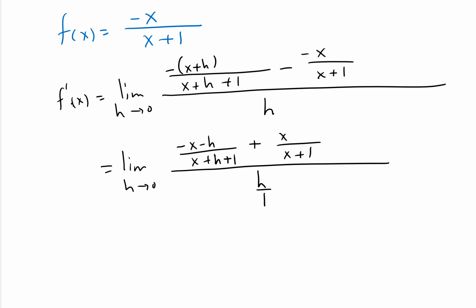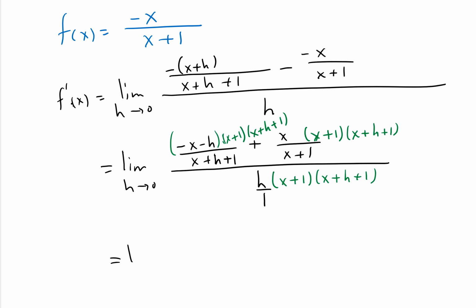The best thing to do here is to find the least common denominator of all of them, which is x plus 1 times x plus h plus 1. So we multiply this by x plus 1 times x plus h plus 1. We do the same thing for the next fraction, x plus 1, x plus h plus 1. Same thing for the denominator. Now the things simplify out.